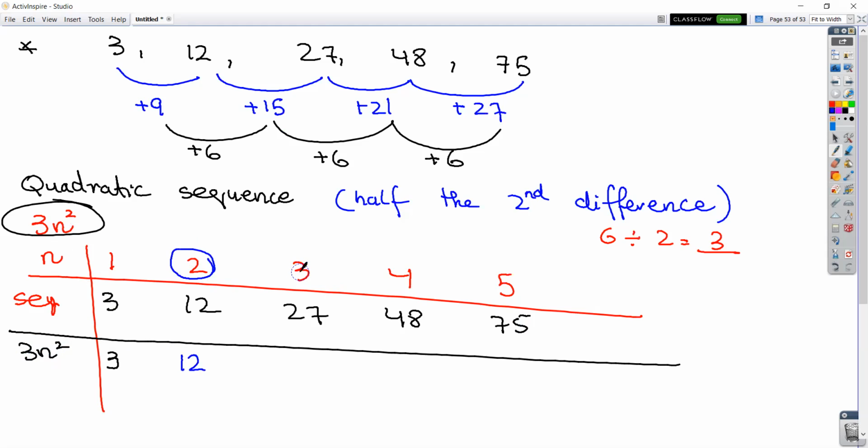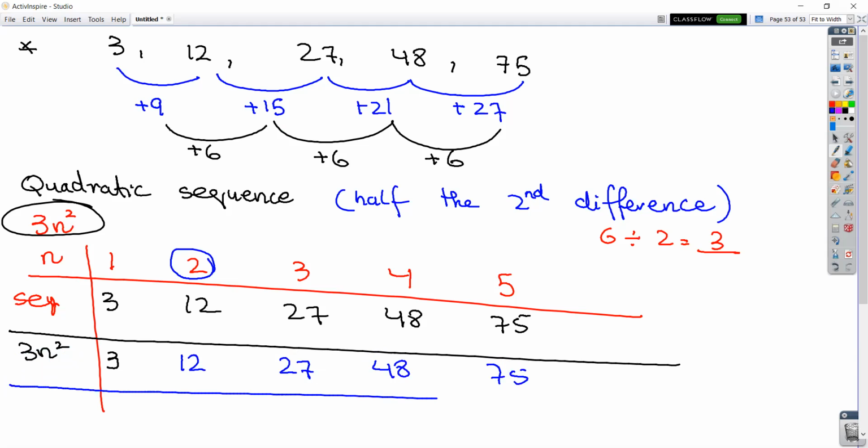We do the same thing with 3. 3 squared is 9. 9 times 3 is 27. 4 squared is 16 and 16 times 3 is 48. Then 5 squared is 25. 25 times 3 is 75.